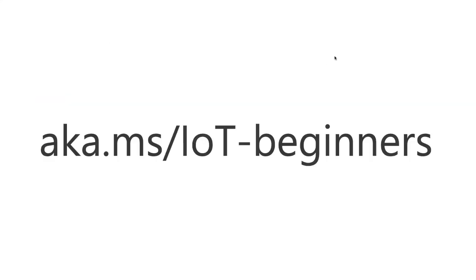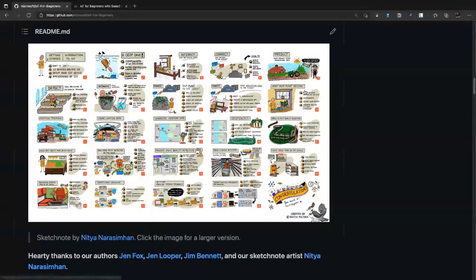Now, this Hello IoT series is based off our IoT for Beginners curriculum, which is newly released. It's been out about 12 or 13 days and provides 24 lessons to get you going with IoT from the ground up. And you can find it at aka.ms/IoT-beginners. It's all on GitHub. It's a fully open source MIT licensed repo.